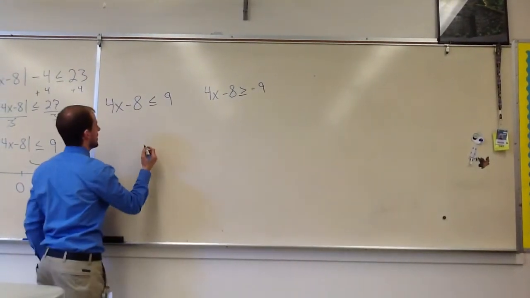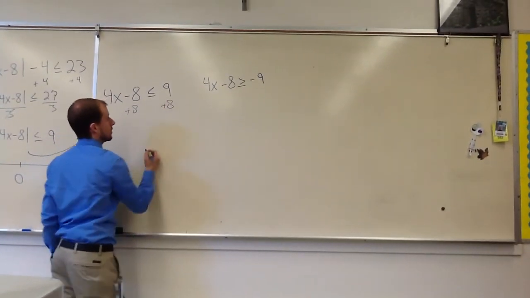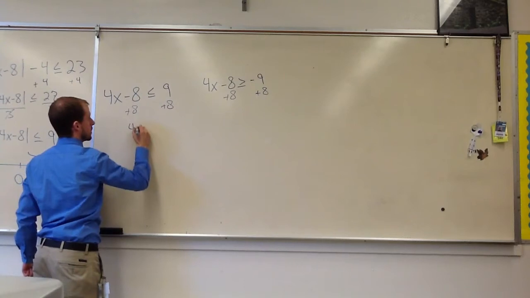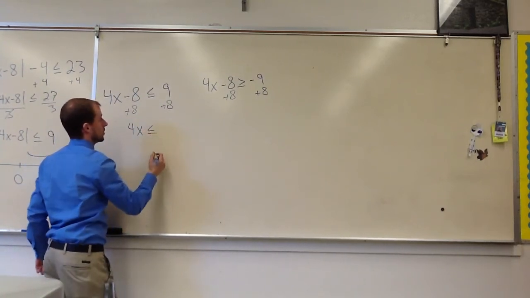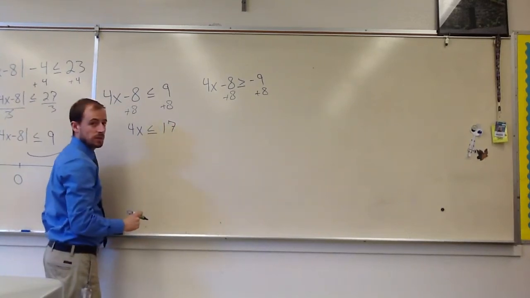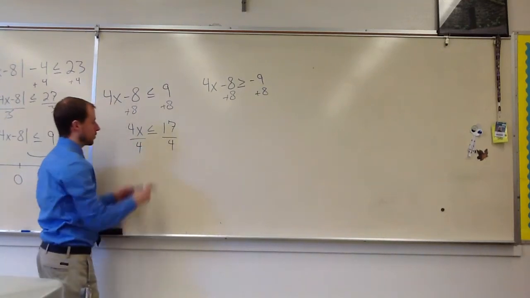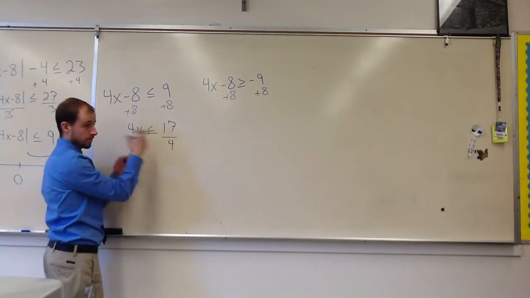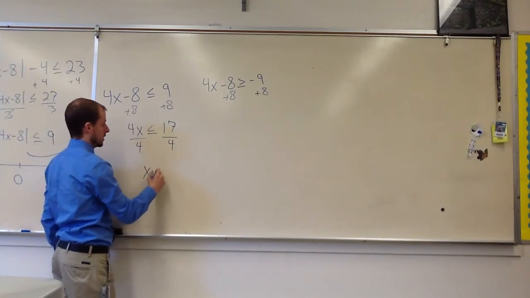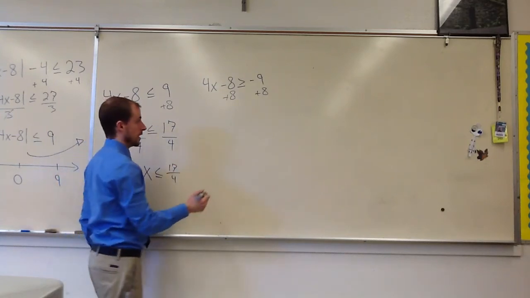Alright, so then I can solve both of these. Add 8 to both sides. I can actually do both of these at the same time. So then I have 4x is less than or equal to 9 plus 8, that's going to be 17, which is extremely inconvenient. Divide by 4 on both sides. And we don't have to worry about switching the inequality because we're dividing by a positive number. So x is less than or equal to whatever 17 over 4 is. I'm going to leave it as an improper fraction.